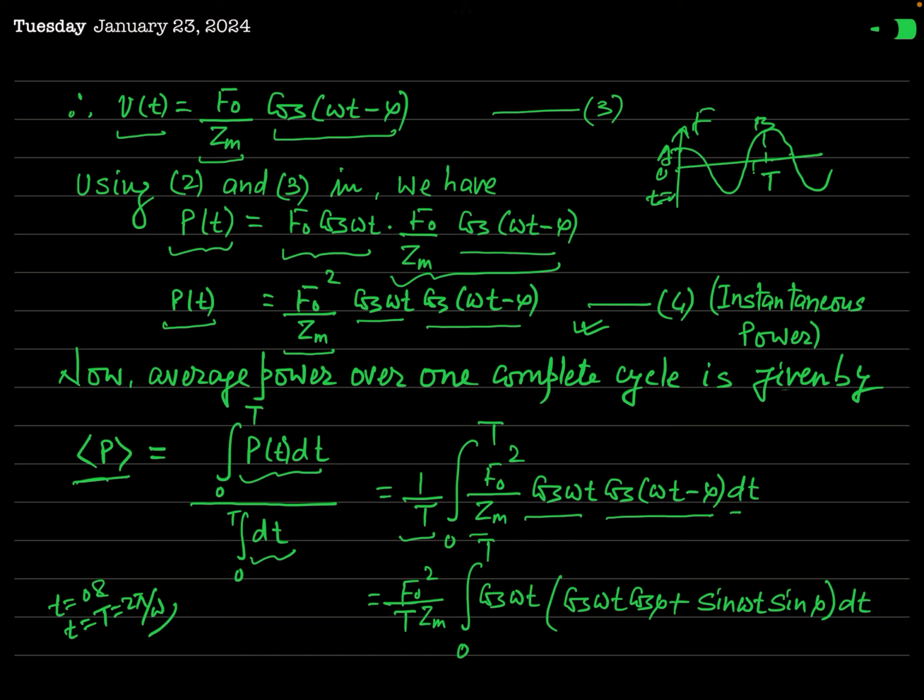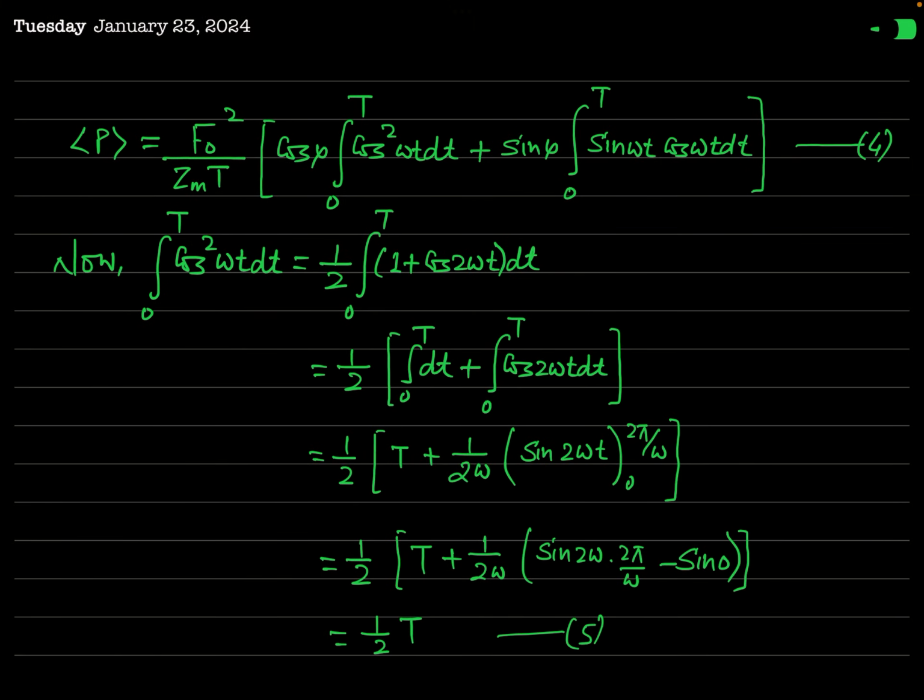Since this F naught square over Zm is a constant factor, let it come out of this integral. And so the expression for average p will be F naught square over T times Zm times integral 0 to T cos omega t times cos omega t minus phi. Let us expand this cos omega t minus phi by the well-known formula, and you can write it as cos omega t times cos phi plus sine omega t times sine phi. Okay. Now multiply by this cos omega t to the two terms inside this bracket, and apply the integral on each term. So the average value of power will be given by F naught square over Zm into T times cos phi. Cos phi is time independent, so it is outside of the integral.